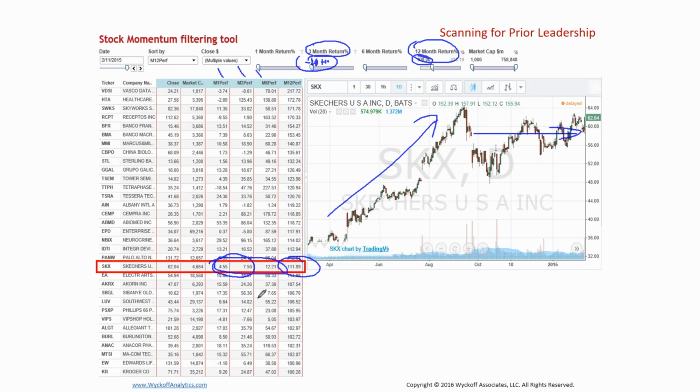You're not looking for the progression. You're looking for the consolidation to find points of entry. And Skechers was one of those stocks that fell into the scan on this particular day as I was doing this scanning. This particular stock came up, and we're going to use this stock for some of the ideas here.